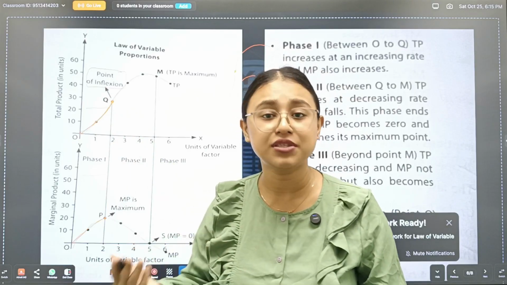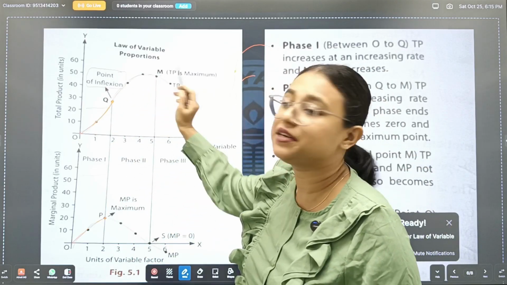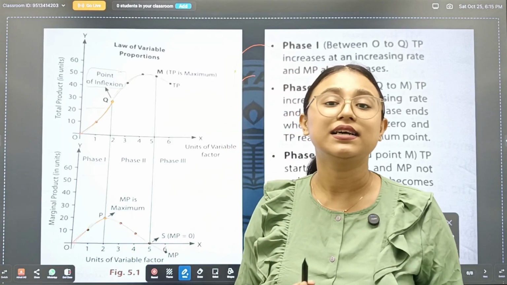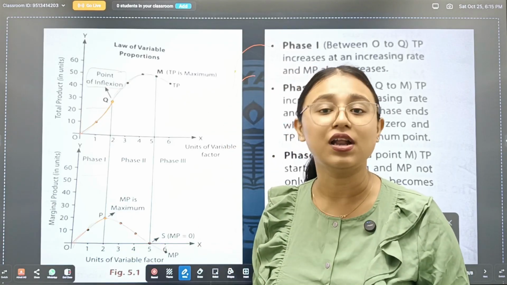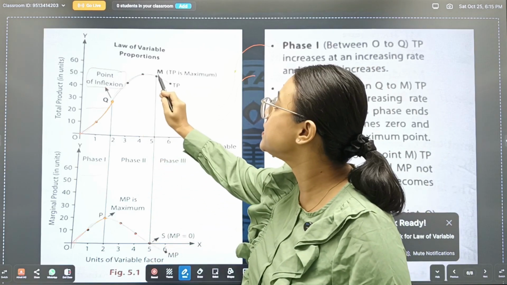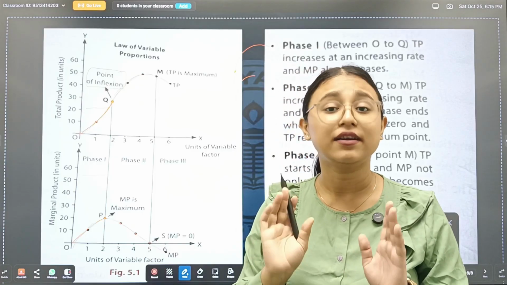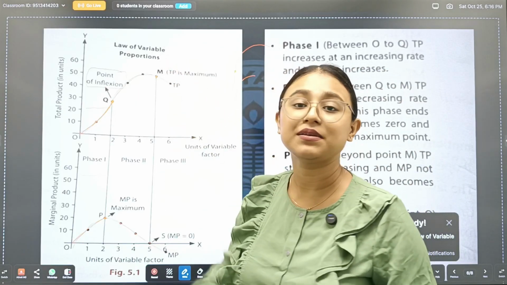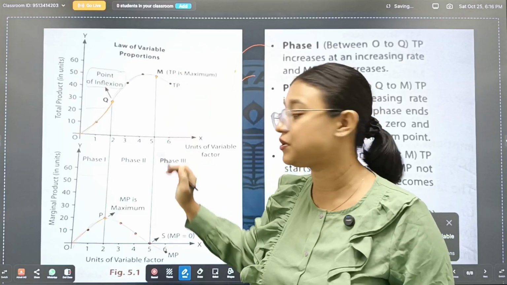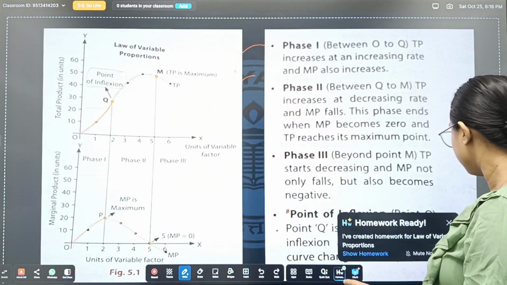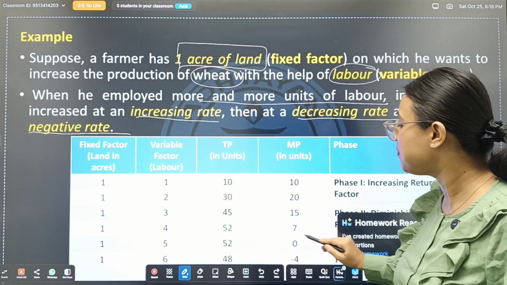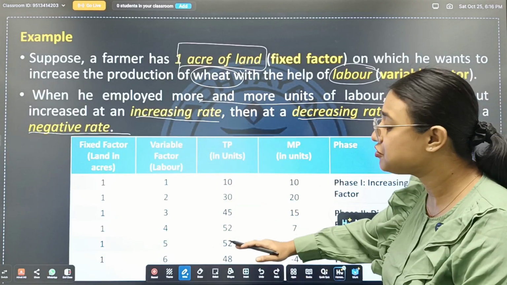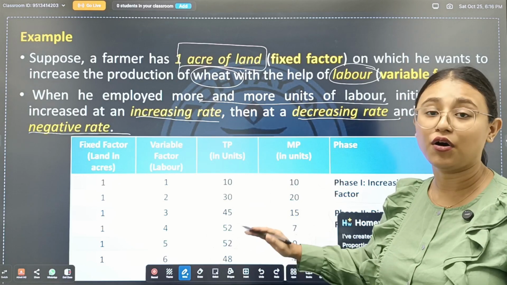After point Q, phase 2 starts, where the total product now increases at a decreasing rate. Fine. When total product increases at a decreasing rate, marginal product should fall, but marginal product will not become negative. So TP increases at a decreasing rate, marginal product falls but remains positive. And phase 2 ends at the point where total product is maximum, and corresponding to that maximum point of total product, marginal product becomes 0, which you can see here. Look, total product is maximum at 52, and correspondingly marginal product becomes 0. So this actually marks the end of phase 2 of the law of variable proportion.